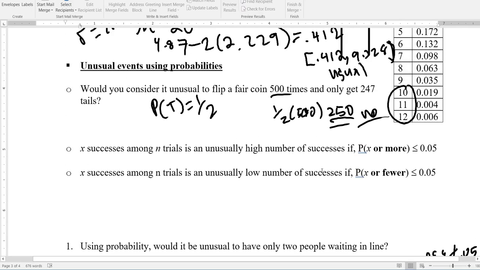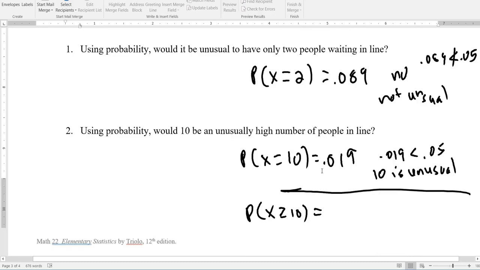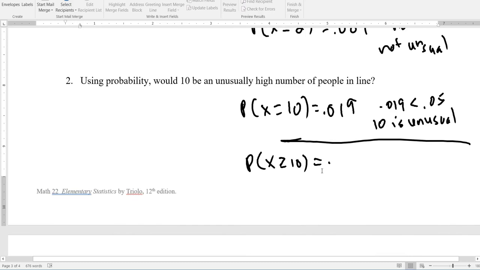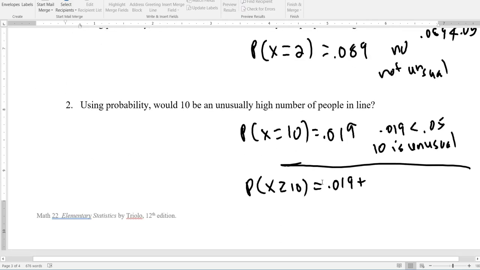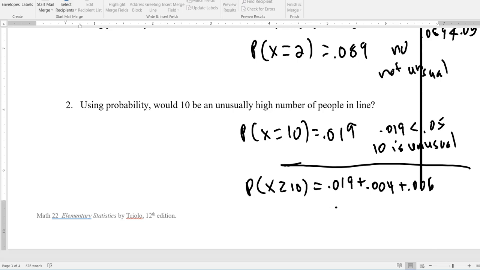Then I would take these 3 probabilities and I would add them. So that would be 10, 11, or 12. So that would be the 0.019 plus 0.004 plus 0.006. And that would add up to 0.029, which is still unusual. So 10 itself is individually unusual, and 10 or more is still considered unusual. Okay?